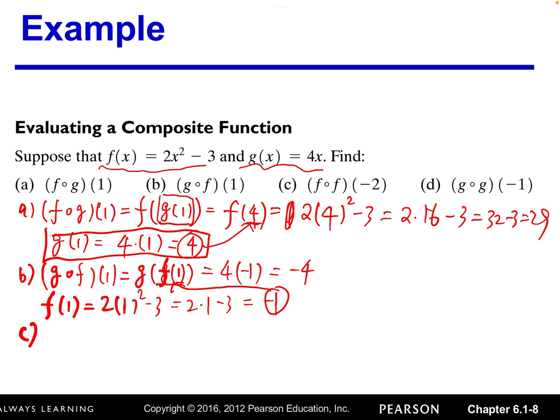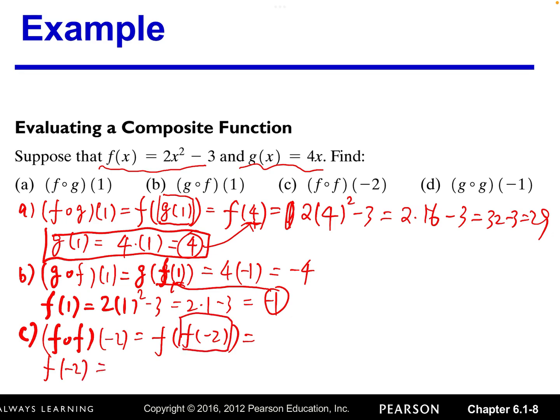And then C, f composed with f when x equals -2. So this time the outer function is f of x, and the inner function is also f of x when x equals -2. Okay, that's what we're trying to evaluate. And then we need to evaluate the inner function first. So f of -2, we evaluate first. Okay, this is the inner function.